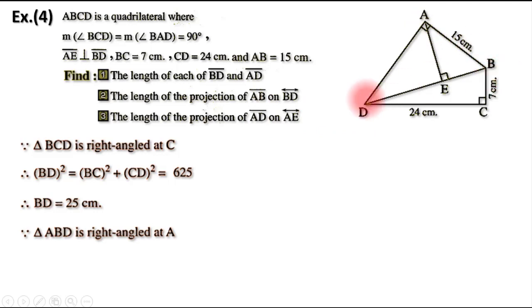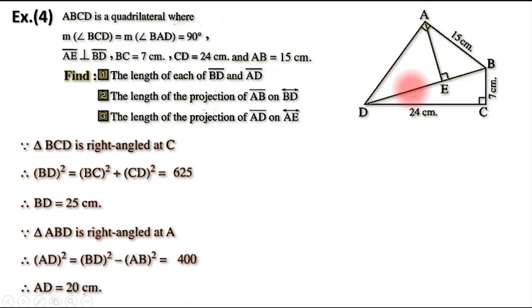In triangle ABD, since this triangle is right angle at A, therefore AD power 2 will equal BD power 2, the hypotenuse power 2, minus AB power 2, which will equal 400. Then the length of AD will equal the square root of 400, which equals 20 centimeters.